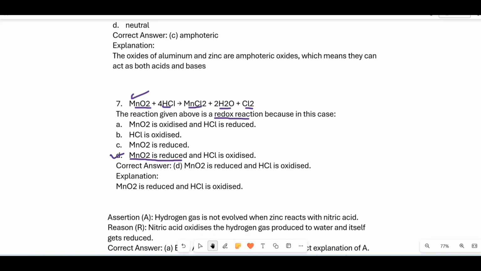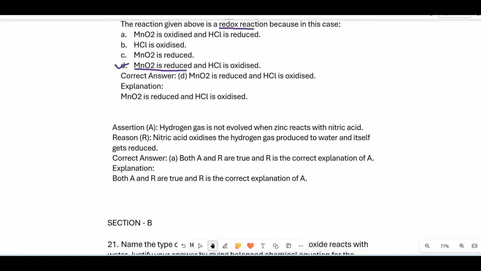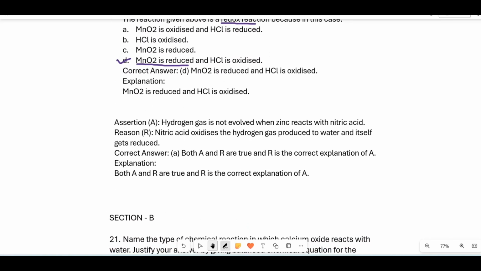Next question is an assertion reasoning question from chemistry. The assertion is: hydrogen gas is not evolved when zinc reacts with nitric acid. The statement is true. Nitric acid usually will not give any hydrogen gas with zinc and those kinds of metals. The reason: nitric acid oxidizes the hydrogen gas produced to water and itself gets reduced.